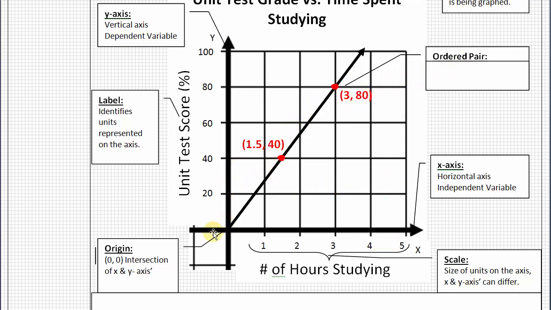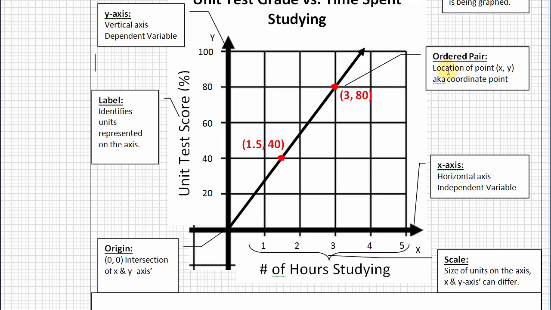And so here we have a line extending through, and we can see it goes through (1.5, 40). So this is actually 1.5 hours of studying. This person earned a 40% on the test, versus this person who spent 3 hours studying and earned an 80% on the test, so (3, 80). So (3, 80) and (1.5, 40) are both examples of an ordered pair.